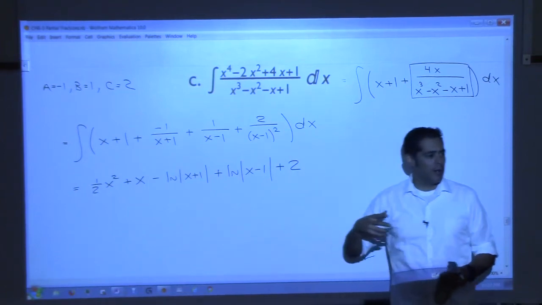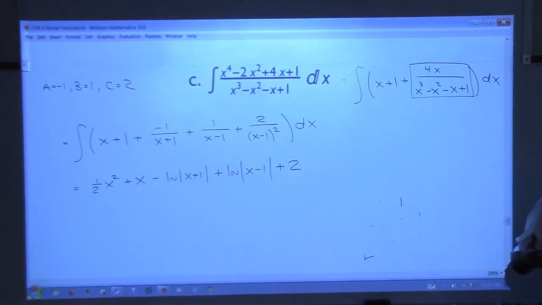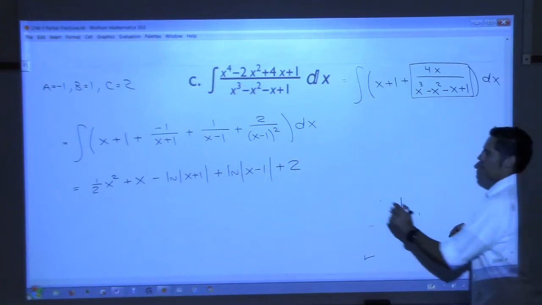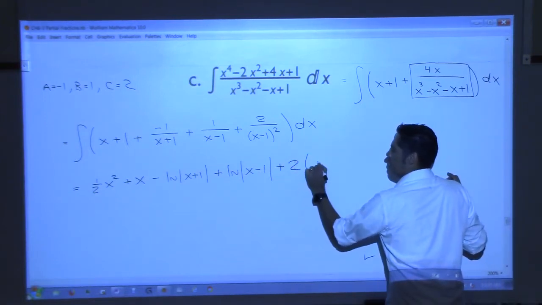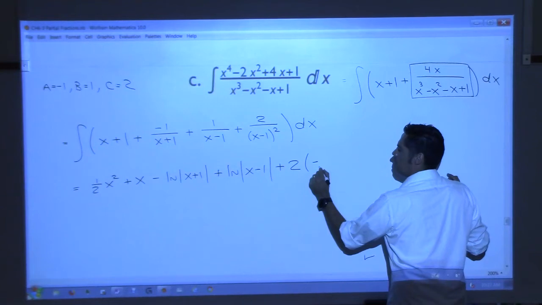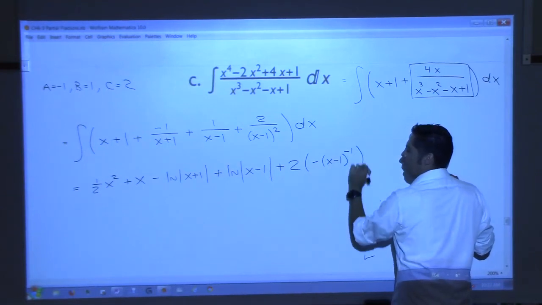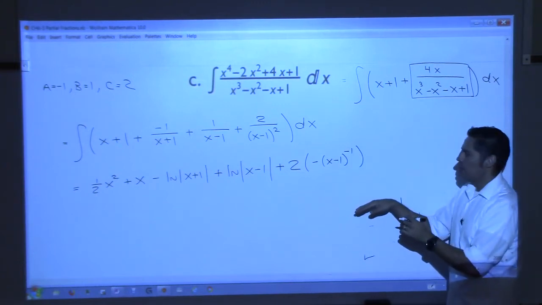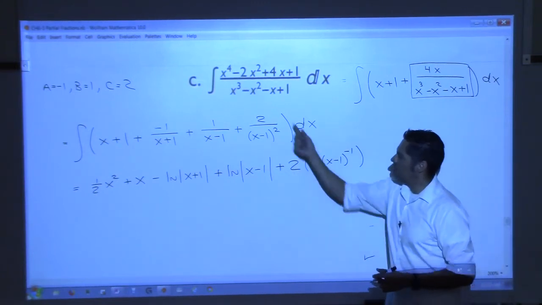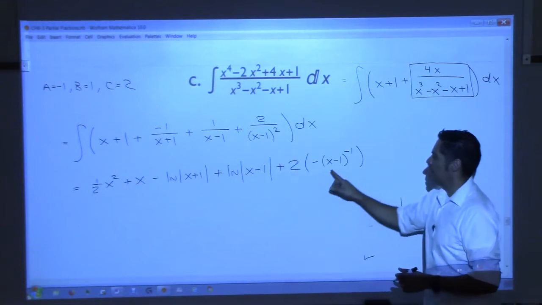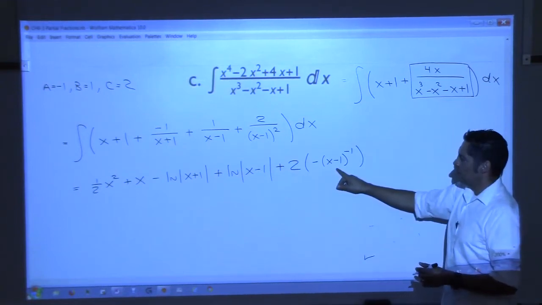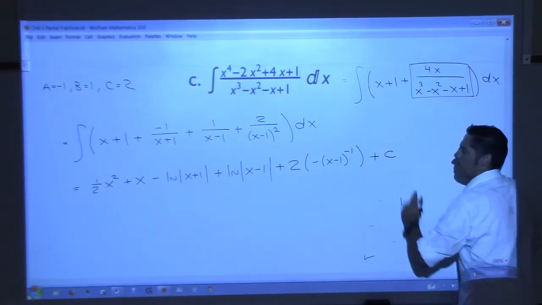1 over u squared, which is u to the -2. The antiderivative of u to the -2 is negative u to the -1. So this should be negative x minus 1 to the -1. Yeah, I'm going to put it over on the next one, all right? Do you all agree? The 2 came out, and then the antiderivative of that is this. And then plus c.